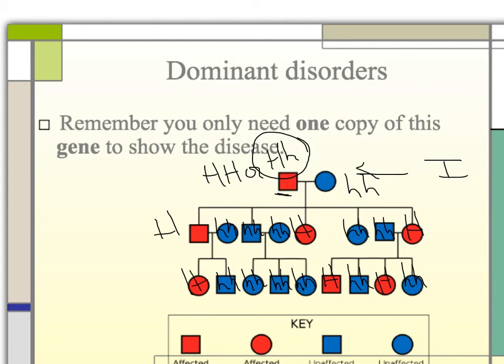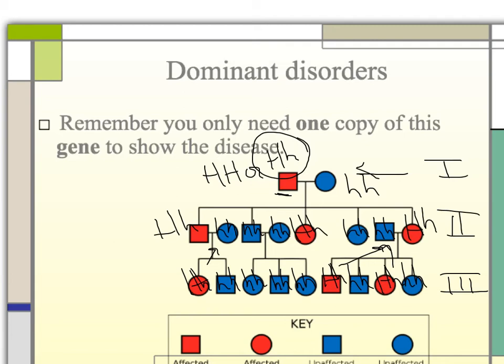Now, we know in the second generation that all of the offspring are going to have a little h from mom. When we go to the third generation, it might get a little more confusing. This one's going to have a little h from mom. This individual will have a little h because of dad. Little h because of dad. So in this pedigree, we're actually able to fill out all the genotypes.